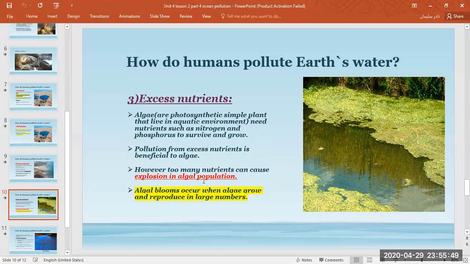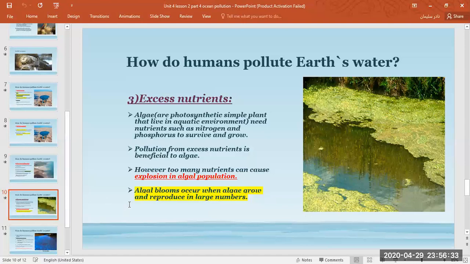Do you think it is beneficial or an advantage for the ocean? No, because too much algae will cause algal blooms. Algal blooms occur when algae grow and reproduce in large numbers. How does this affect the water? How does this affect the environment if these algae grow too much, more and more on the surface of the ocean or the surface of the water body?